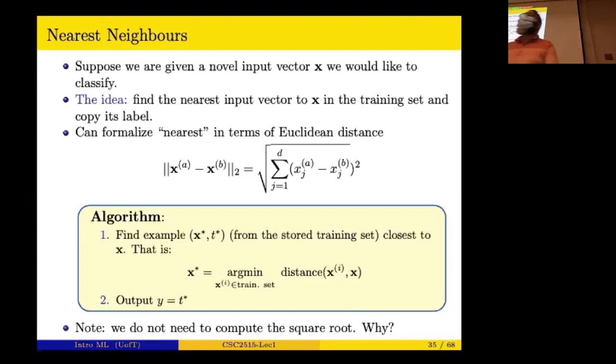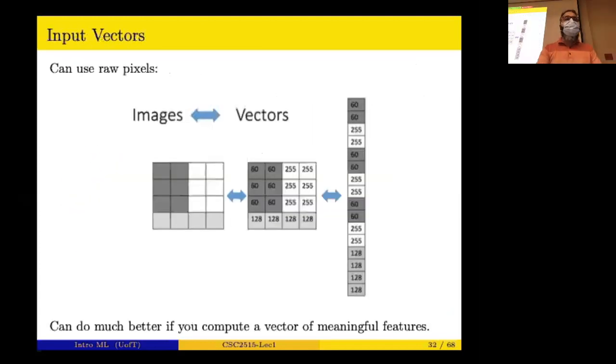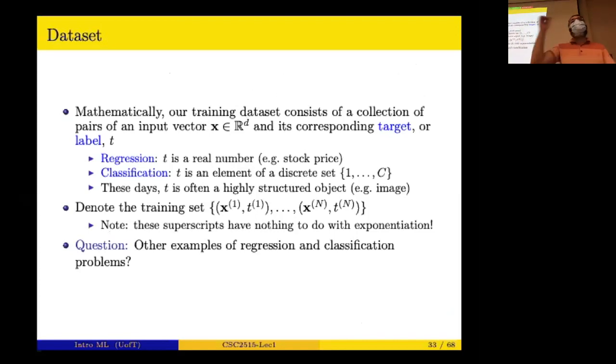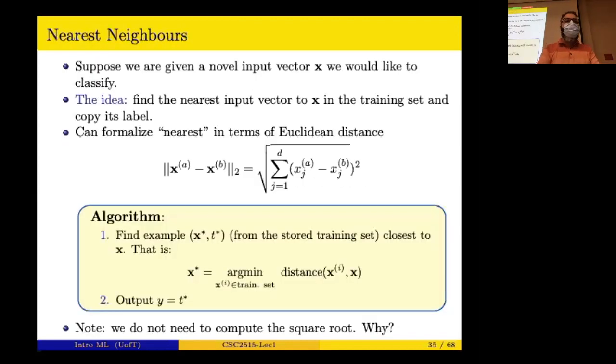The question is what is d, and the answer is d is the dimension of the x. So x belongs to R^d. So that's the dimension of it. So for an image, if it's a 100 by 100 image, d would be 10,000. So that's the distance between 2 images.